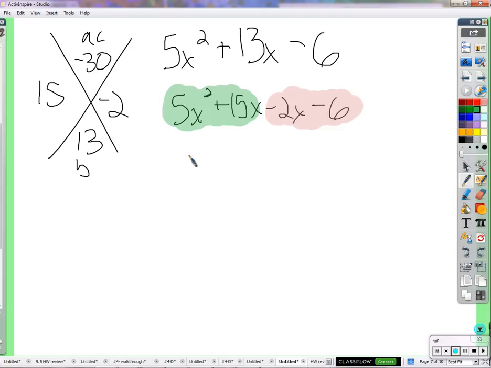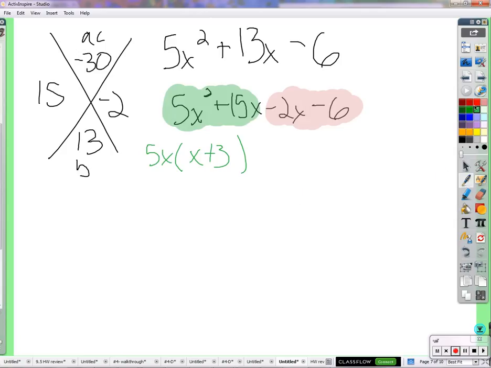5x. 5x comes out. Factor 5x, we got x plus 3. Double check: 5x times x is 5x squared, 5x times 3 is 15x. All right, we did that right. Now we ignore this. We just forget it exists for a second.